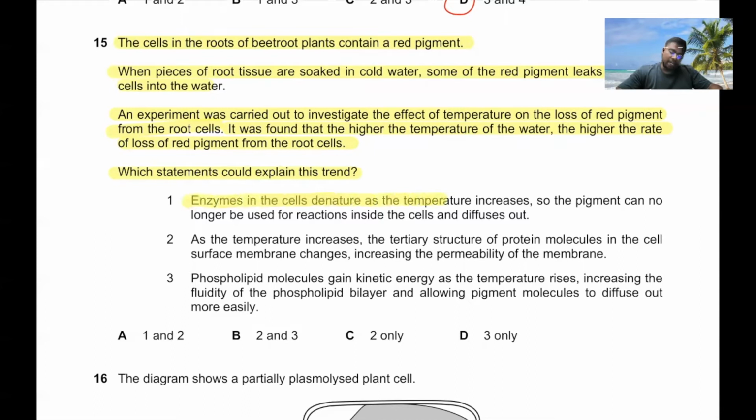Enzymes in the cell denature as the temperature increases, so the pigment can no longer be used for reaction inside the cell and diffuses out. Number one is a wrong statement. As the temperature increases, the tertiary structure of the protein molecule in the cell surface membrane changes, increasing permeability of the membrane. This is a correct point. Phospholipid molecules gain kinetic energy as the temperature increases, increasing the fluidity of the phospholipid bilayer and allowing pigment molecules to diffuse out more easily. Also correct. So when 2 and 3 are correct, that means B. 15, B is the correct answer.